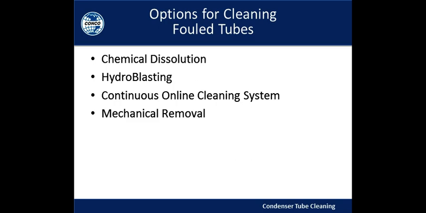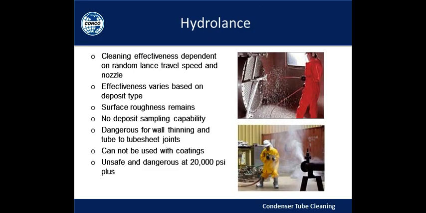And two, you remove all the residual deposit that the chemical was not able to remove, because it's generating gas and there will be pockets of materials left in the condenser tubes. For hydroblasting, many of you are familiar with this technology. Basically, it's the use of 20,000 psi or greater to remove deposits from the IDs of the condenser tubes.